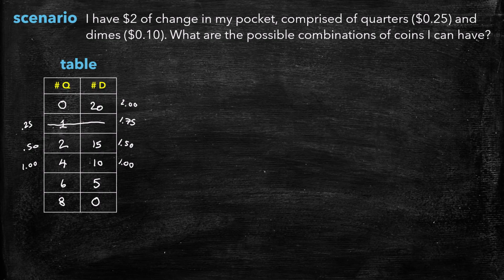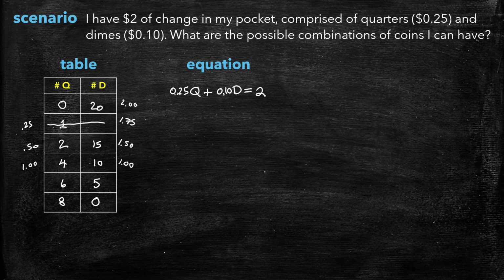So let's think about why this makes sense in terms of why this leads so easily to writing an equation. Because we realize that however many quarters we have, they're going to be worth 25 cents each. And however many dimes we have, they're going to be worth 10 cents each. And that has to add up to $2. So that's an example of an equation in standard form.